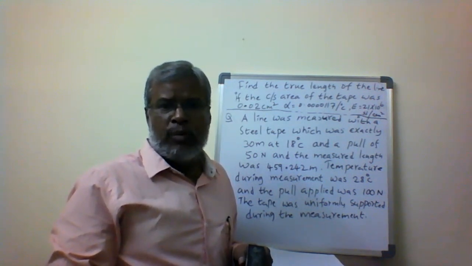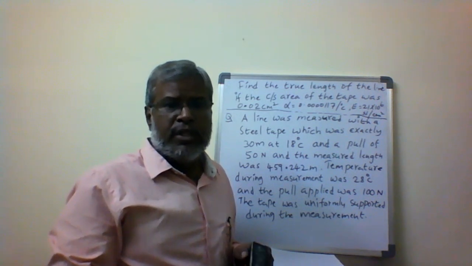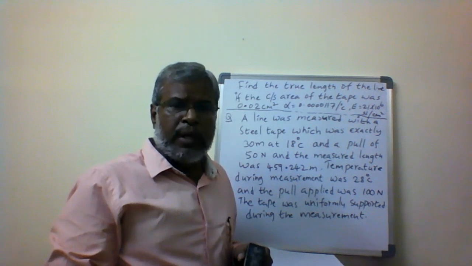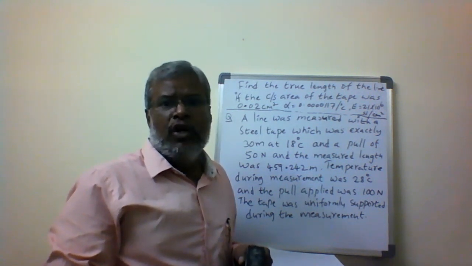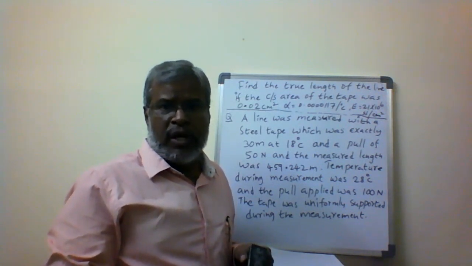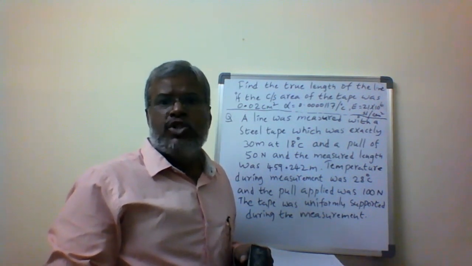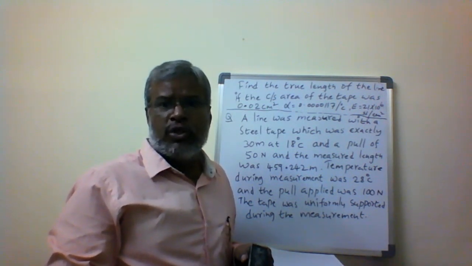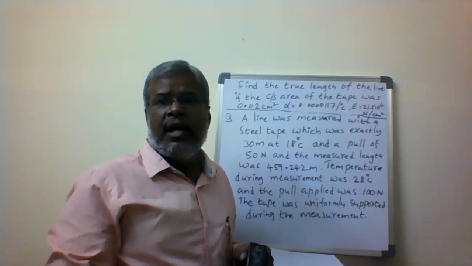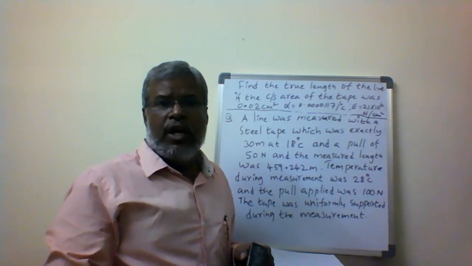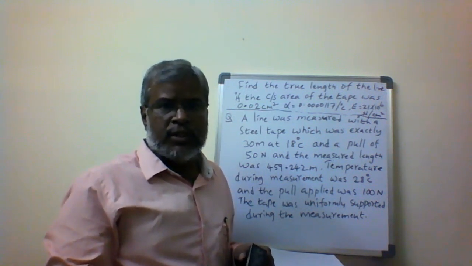The tape was uniformly supported during the measurement, which means there is no sag correction here. We are only going to apply the temperature correction and the pull correction. Find the true length of the line if the cross-sectional area of the tape was 0.02 centimeter square. Alpha is the coefficient of linear expansion, 0.00040117 per degree centigrade. E is Young's modulus of the tape material, 21 into 10 power 6 Newton per centimeter square. So this is the problem given.